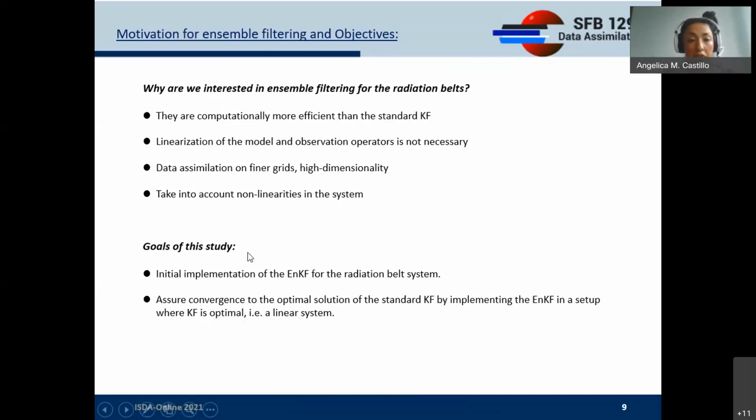But we have not ever done this, so this study is basically an initial implementation, just baby steps towards ensemble filtering in the radiation belt. So in order for us to assure that our ensemble Kalman filter would converge to the right solution, we start very simple by implementing our ensemble Kalman filter in a system where the Kalman filter is optimal.